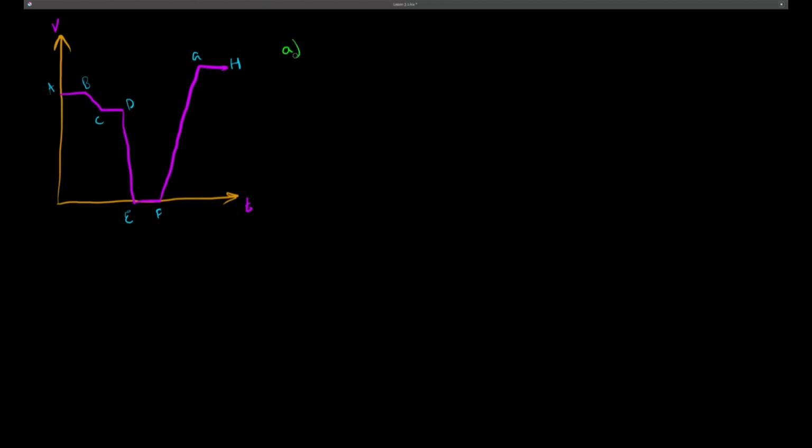And our first question is, where is the acceleration 0 on this graph? Meaning that there's no change in velocity. So if there's no change in velocity, that means the velocity should have a horizontal line. So horizontal line here, horizontal line here, horizontal line here, and a horizontal line here. So your answer would be AB, CD, EF, and GH. So these are the lines that give you a 0 acceleration or no acceleration at all.